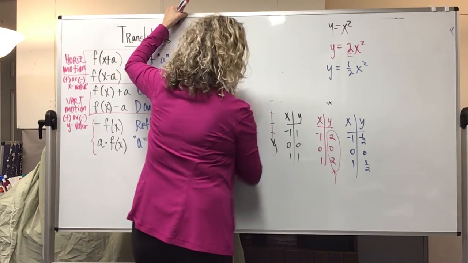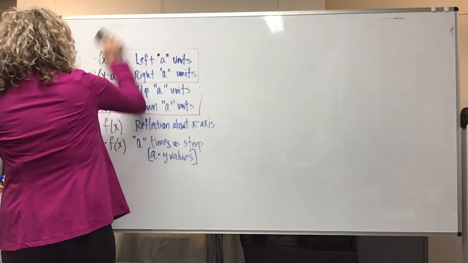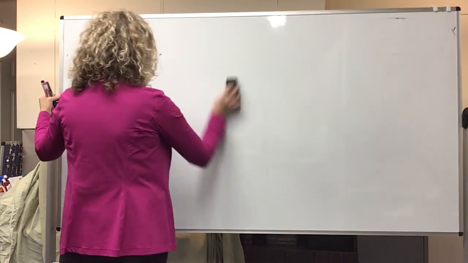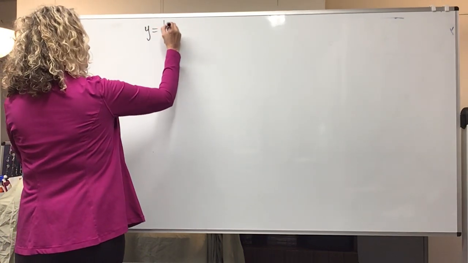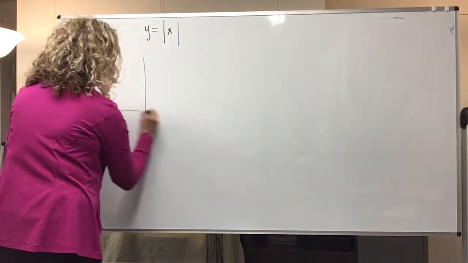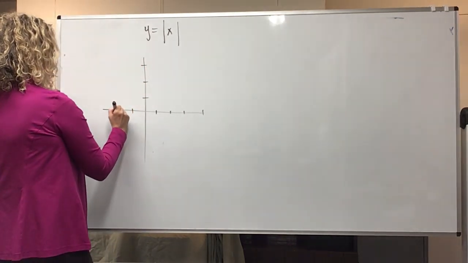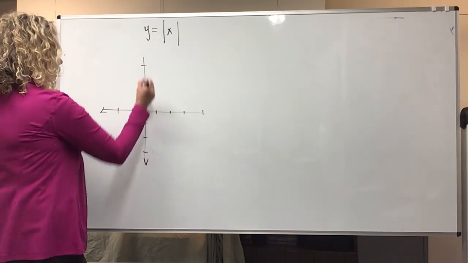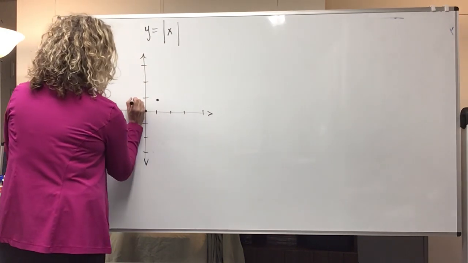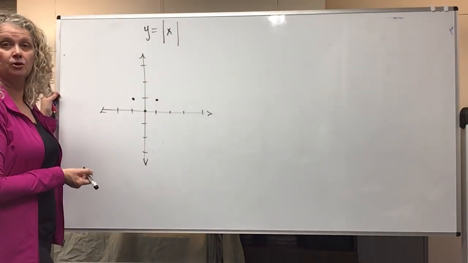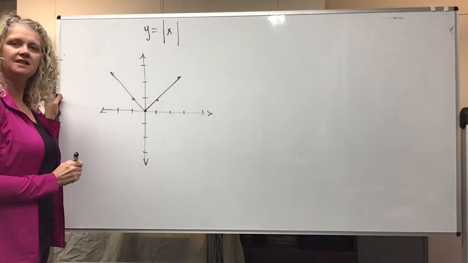So now we're going to move on and do a couple other parent graphs. The first one I'm going to do is absolute value. And those reference points are (0, 0), (1, 1), (negative 1, 1). They happen to be identical to the parabola. The difference is the shape of the graph. It is a nice V.